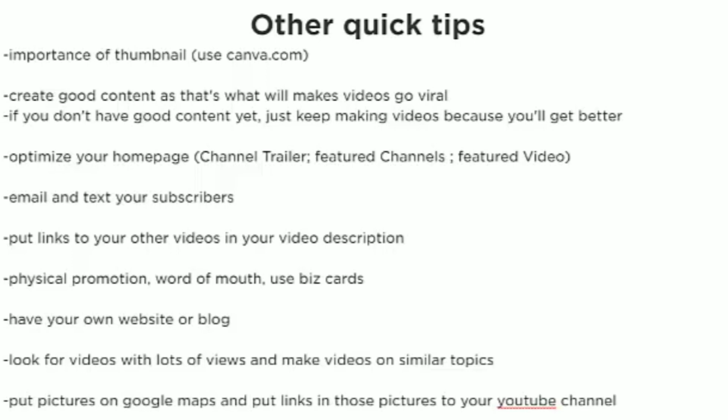Now, creating good content is what ultimately will make your videos go viral. If you don't have good content yet, do not worry. Just keep making videos and be persistent, because eventually you'll get better at making good content. Even the top YouTubers who are making 6 or 7 figures a year, when they first started out, a lot of their content was not good as well. And make sure to optimize your home page, such as your channel trailer, your featured channels, and your featured videos.